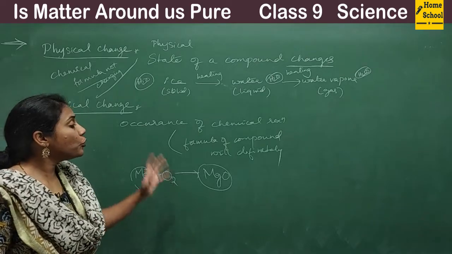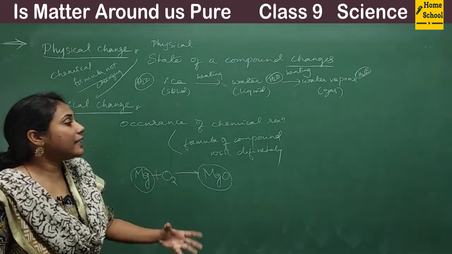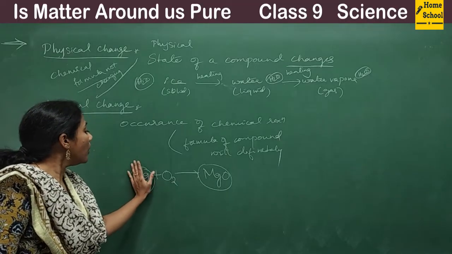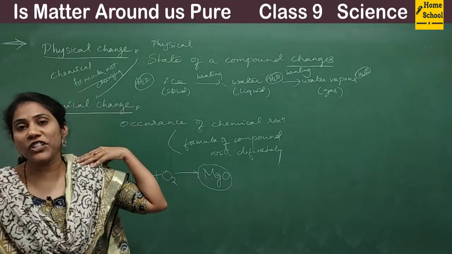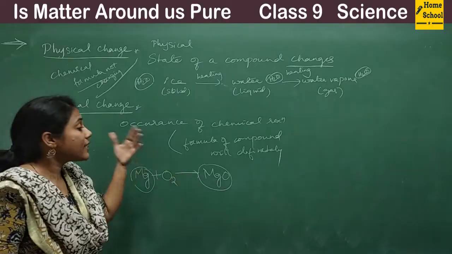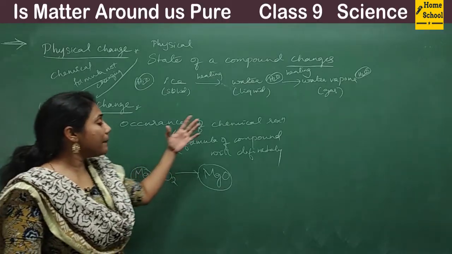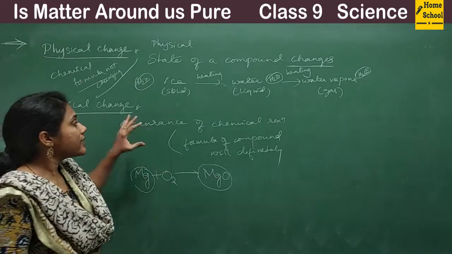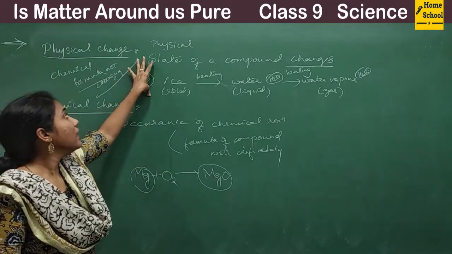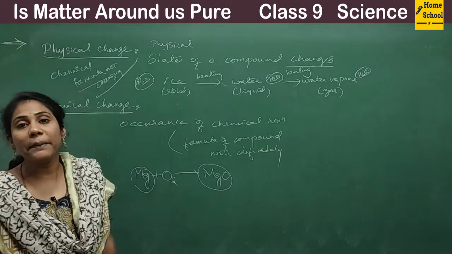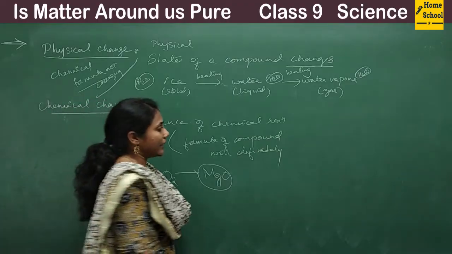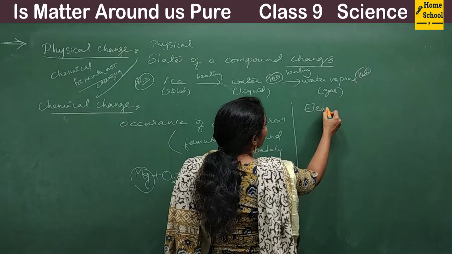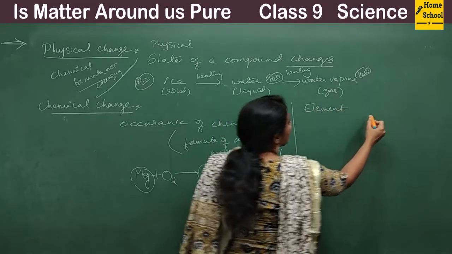So when you do some heating or some burning, if the molecular formula itself is changing, then such a change is called a chemical reaction or chemical change. So this is the major difference between physical change and chemical change. Clear? Fine. And coming to the last topic, understanding element and compound.